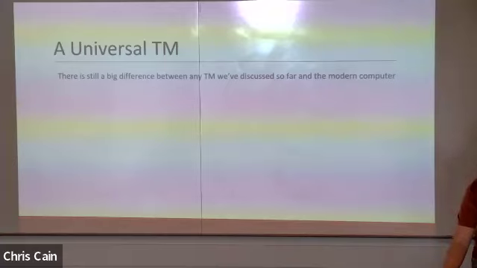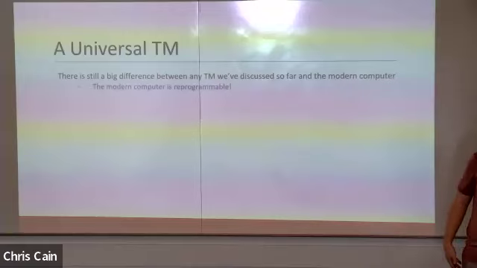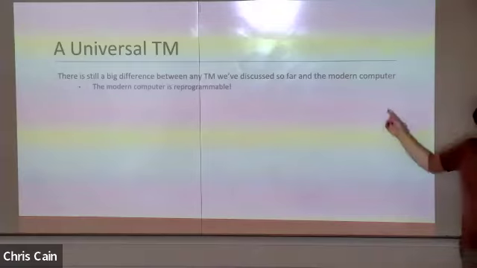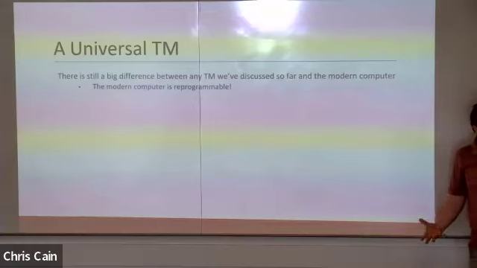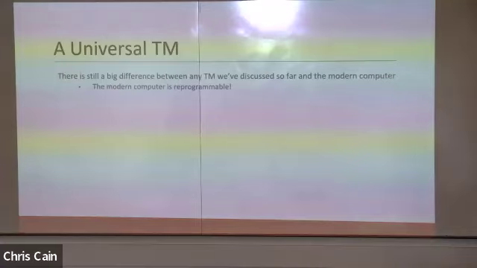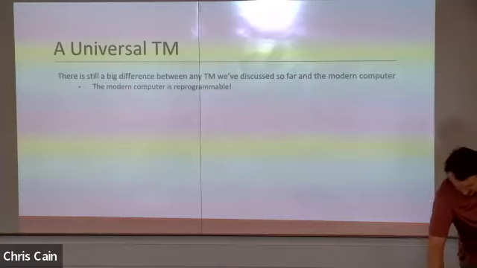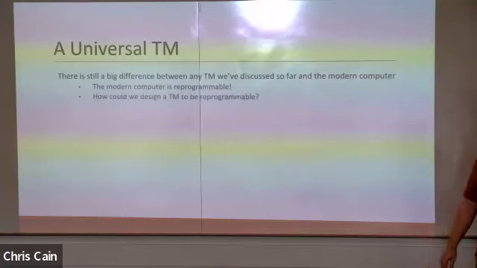So a Turing machine program, as we have written it, is finalized. The modern computer is reprogrammable. We can write a new program, whereas the control unit in a Turing machine doesn't really allow us to do this. We can't simulate computation. We can only perform computation, if that makes sense. So what we want to do is find a way to reprogram our Turing machines.